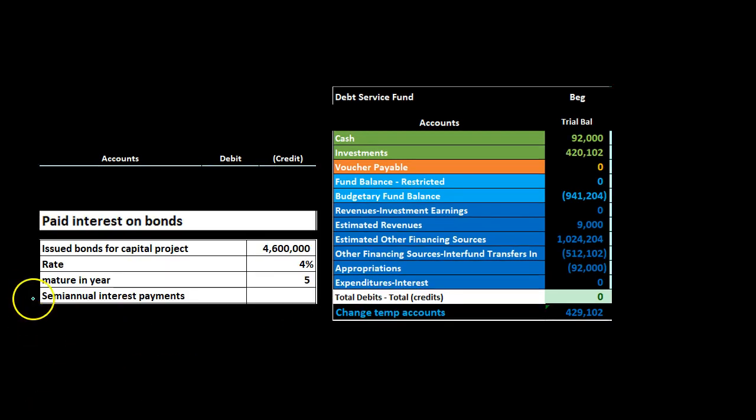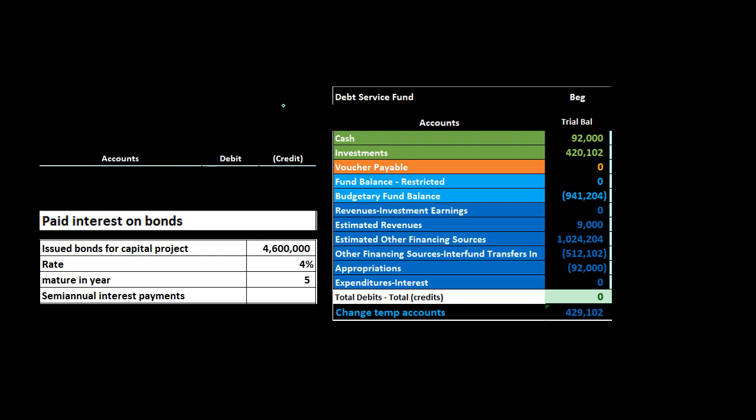Then we're going to say that we're going to pay interest on the bonds. And if you look at the debt service fund, you might say, well, I don't see any bonds on the books. There's no bond payable on the books. Why? Because this is a modified accrual basis. We don't have the actual bonds on the books. They'll be on the books with regards to the government-wide activity posted on an accrual basis.